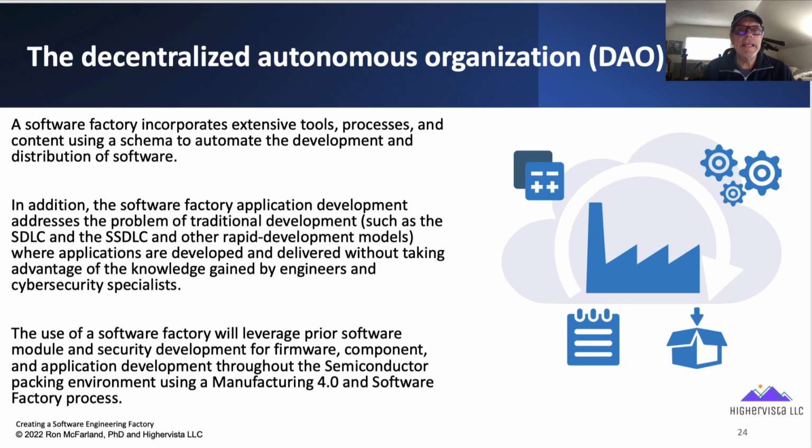Now, I mentioned the SDLC as well as the SSDLC, the Software Development Lifecycle and the Secure Software Development Lifecycle. Other rapid development models, we have the Spiral model, we have Agile, we have, going back years, the Boehm model, which is basically how software development started in terms of the Spiral model. But those can be part and parcel of the software factory.